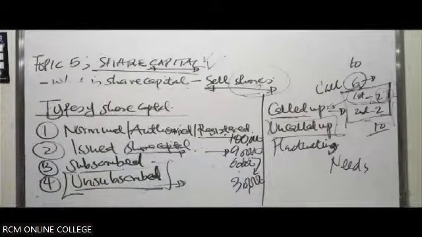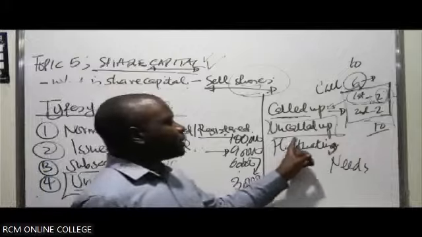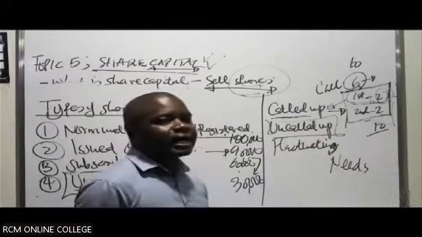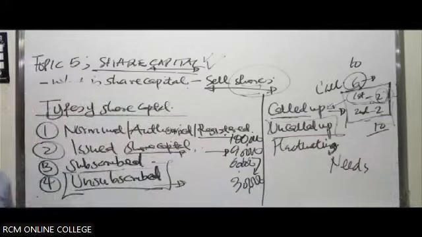Then in this case, the uncalled up is that amount of the share capital the company is yet to make a call for the payment of, in this case, the outstanding amount. There could be a reason as to why they haven't been able to make the call. Maybe the need hasn't arisen. When the need is likely to arise is when they have to make a call.